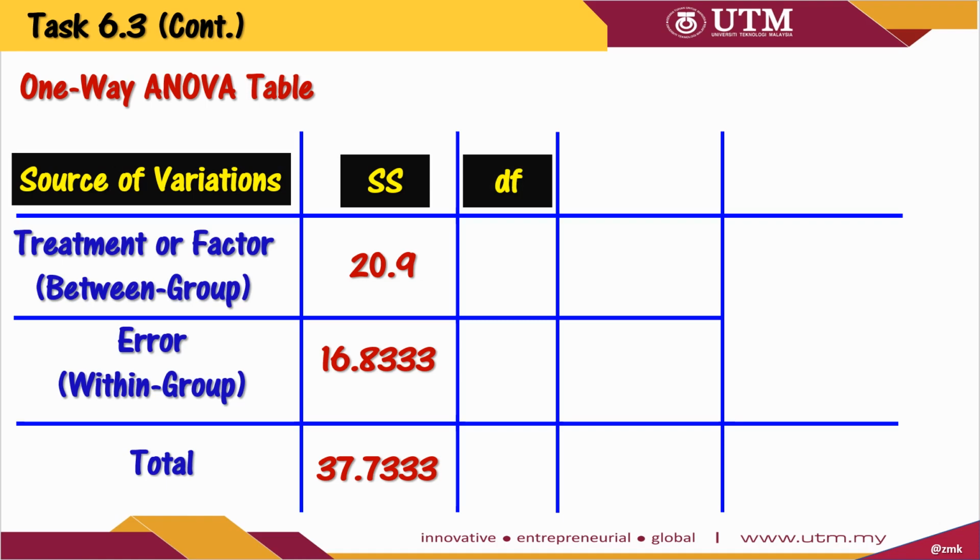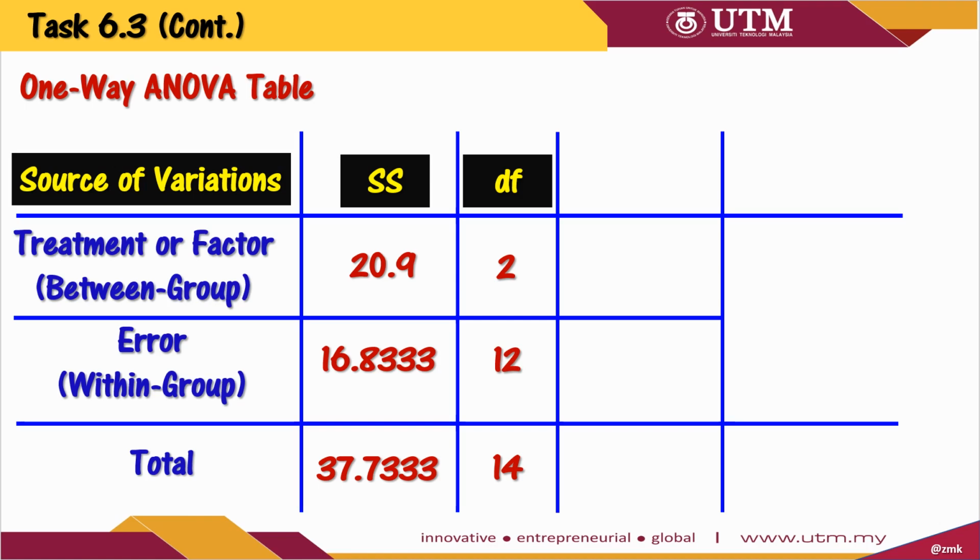Again, you can start with the total degrees of freedom given by capital N minus 1. Since capital N is 15, then the total degrees of freedom is 15 minus 1 equal to 14. Next is the treatment degrees of freedom given by K minus 1. Since you have 3 levels or 3 groups, then the treatment degrees of freedom is 3 minus 1, which is equal to 2. The balance must be the error degrees of freedom, which is simply 14 minus 2 equal to 12.